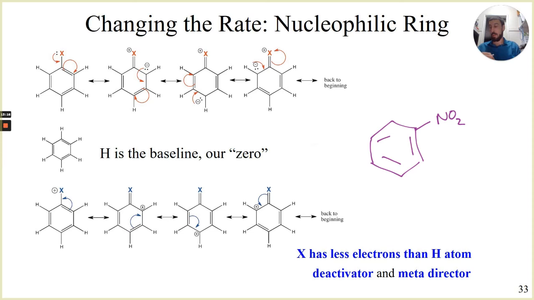And most people look at it and go, well, nitrogen has more electrons than hydrogen. It is therefore an activator. I like that logic. That's some pretty solid logic until you actually draw out the Lewis structure. And when you draw out the Lewis structure, what do you find? That nitrogen is electron deficient. It is formally positive.